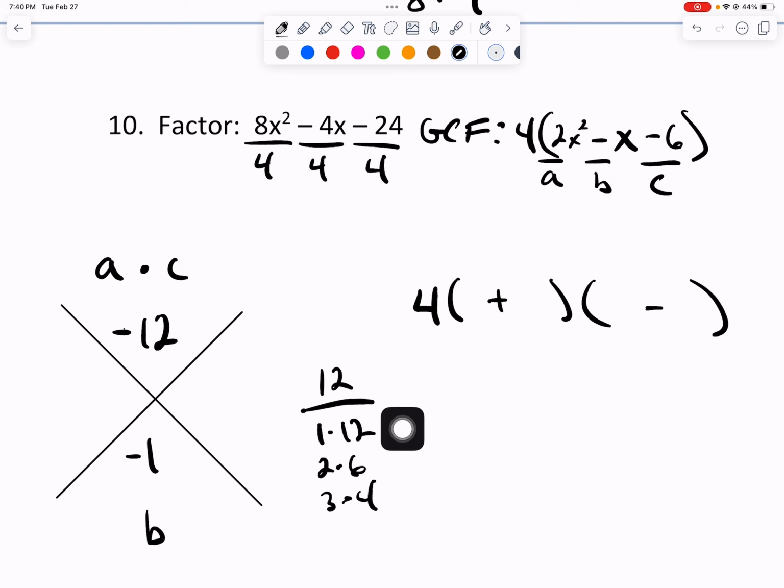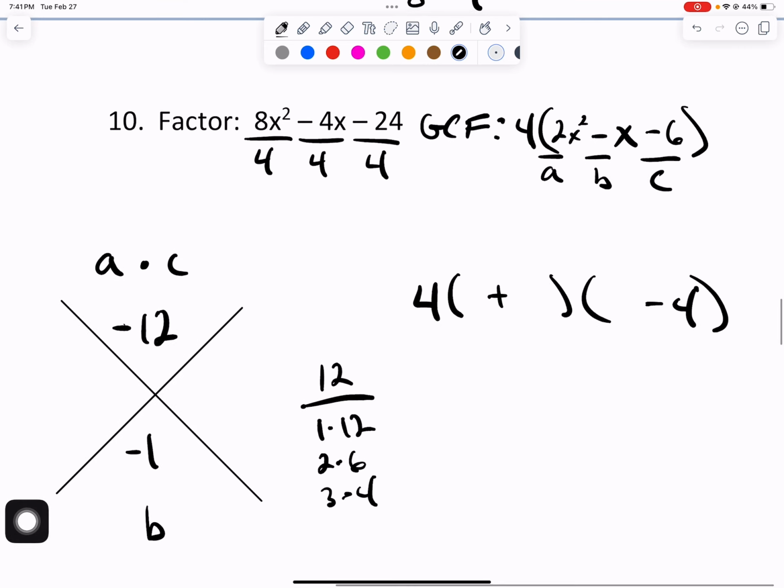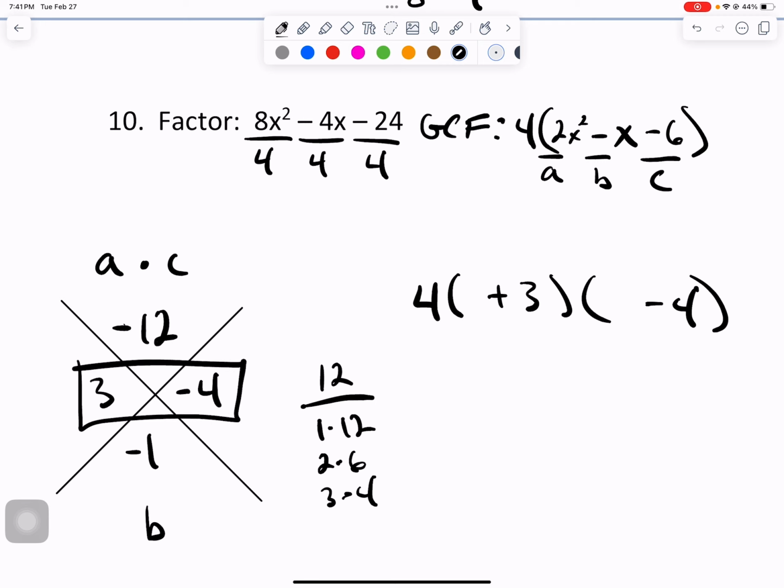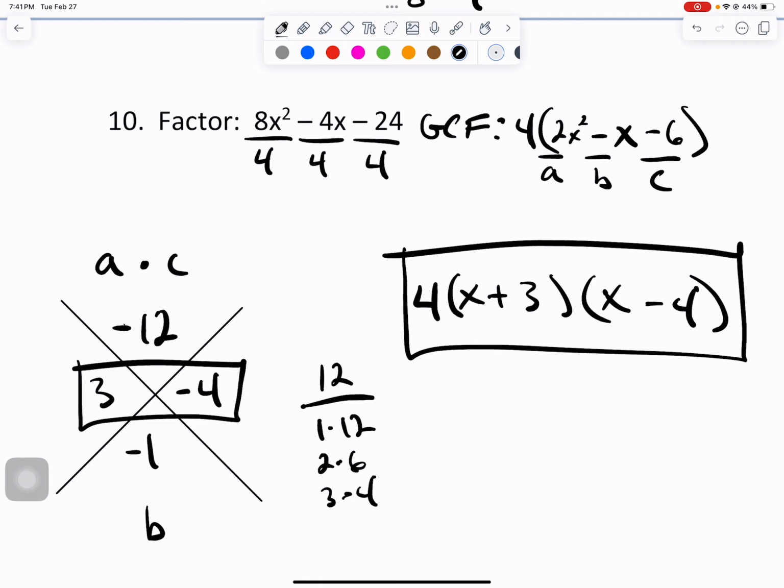negative 12 plus 1 doesn't work. That gives us negative 11. Negative 6 plus 2 gives us negative 4, but negative 4 plus 3 would give you your negative 1. 3 minus 4. Go ahead and box it. 3 times negative 4 gives you negative 12, and 3 plus negative 4, or 3 minus 4, gives you your negative 1. Let's go ahead and put the x in front of both. Go ahead and box your answer.